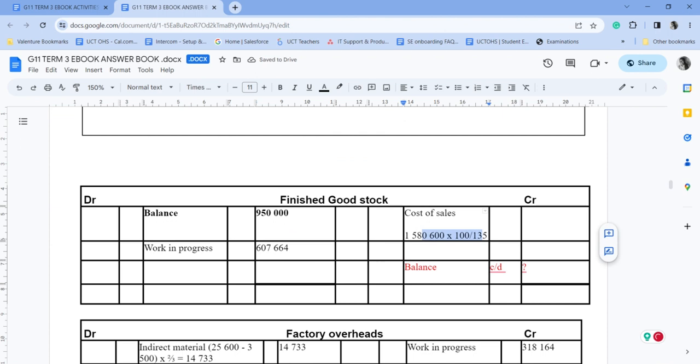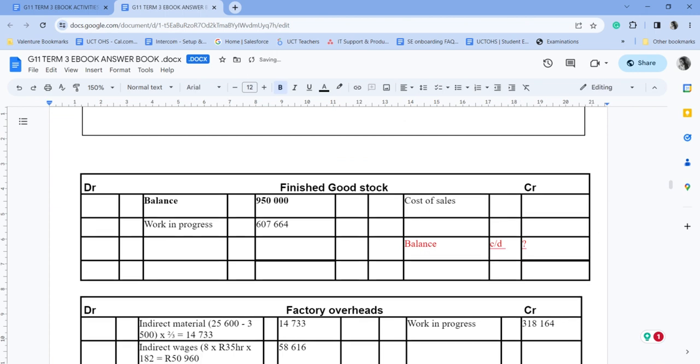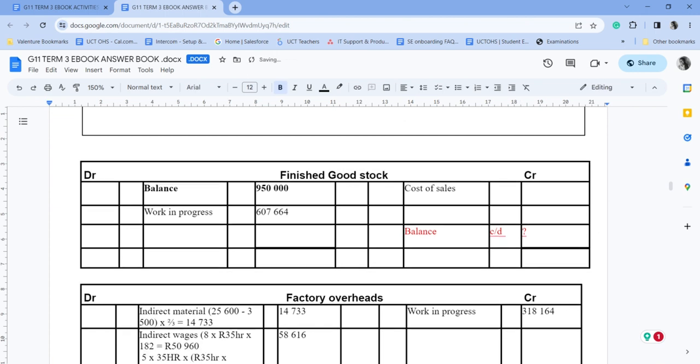So now we are on the cost of sales side. The tricky thing with this activity is that we are not given the closing balance. The balance carried down has not been provided to us. And since it has not been provided, it means that we have to look at the information that has been given and see if we can still find a way to calculate the finished goods, the cost of sales, or the closing balance.